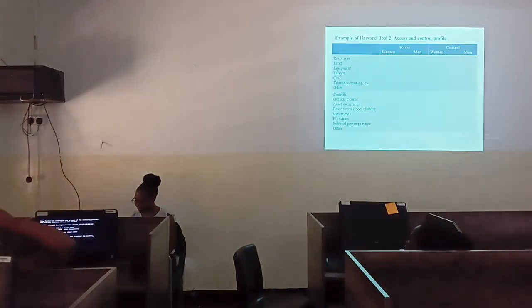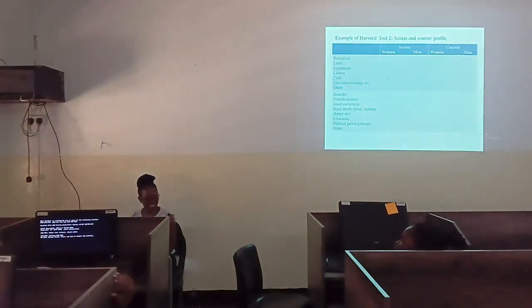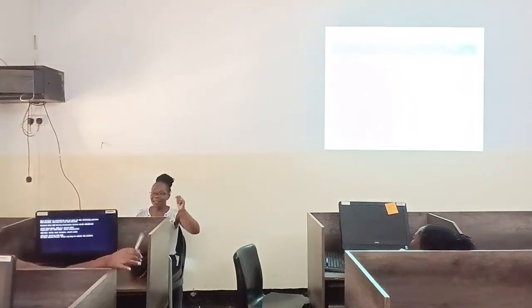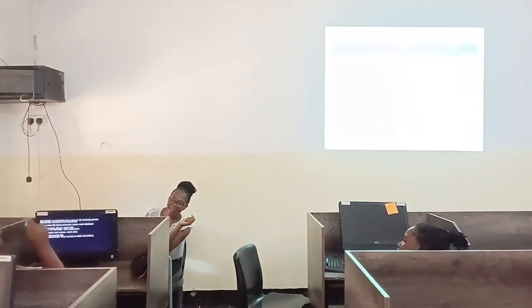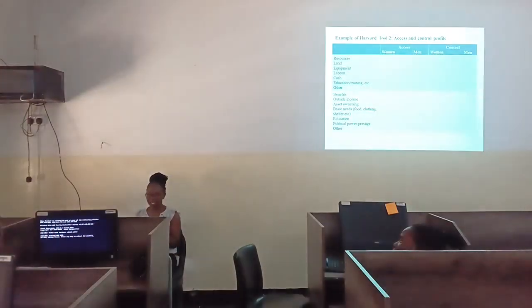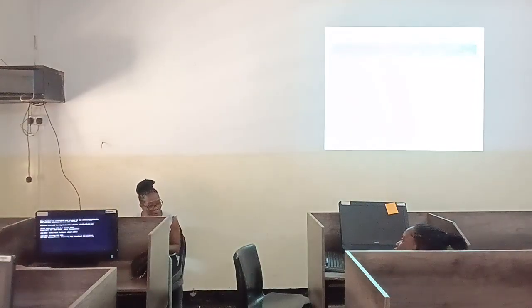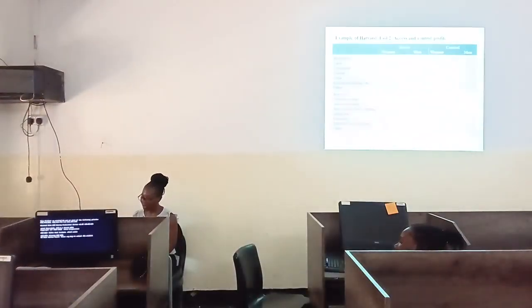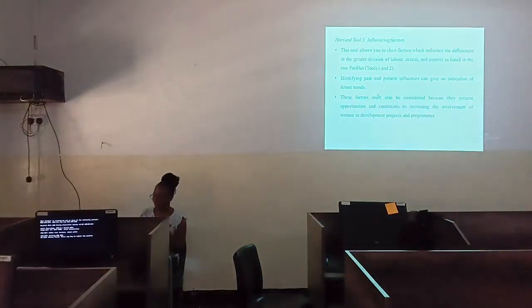What about cash? Do women have access to cash? Yes. It means both men and women have access. When it comes to control, men. Yeah, that's how you use the Harvard analytical. Yeah, of course it depends. That's why in most cases when you have a figure or whatever, to deal with such issues, it depends on the activity you are dealing with.